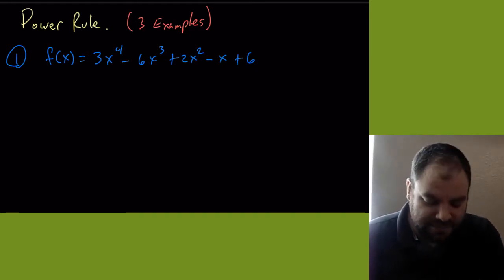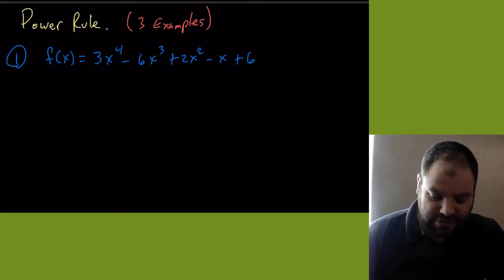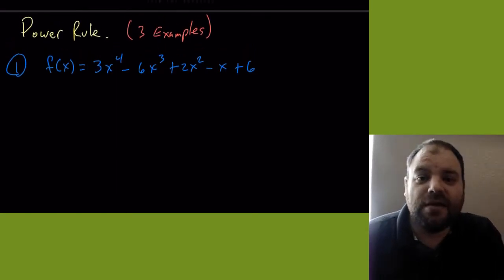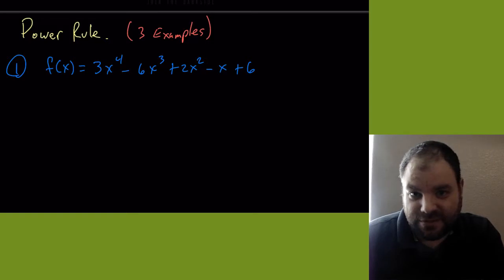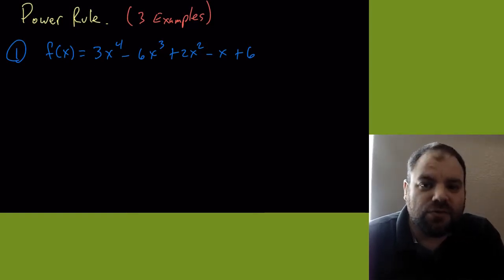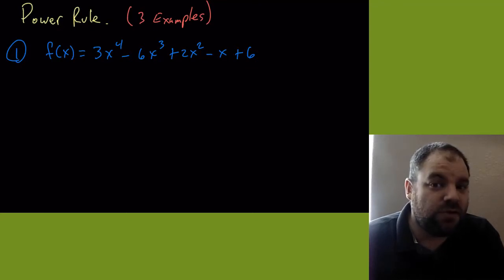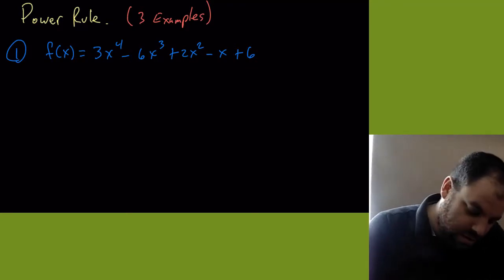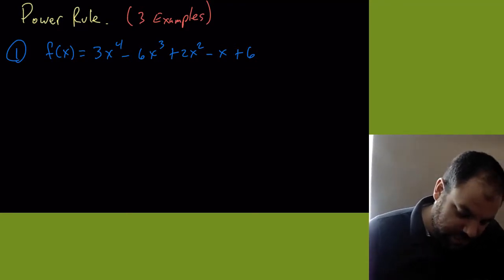This is pretty straightforward, like I said, but just in case you have trouble with it, this is a resource for you to watch. I'm going to go over 3 examples for using the power rule. It's used for taking derivatives of polynomials primarily, so just try to follow along if you're watching. So, in this question, we have this polynomial here.